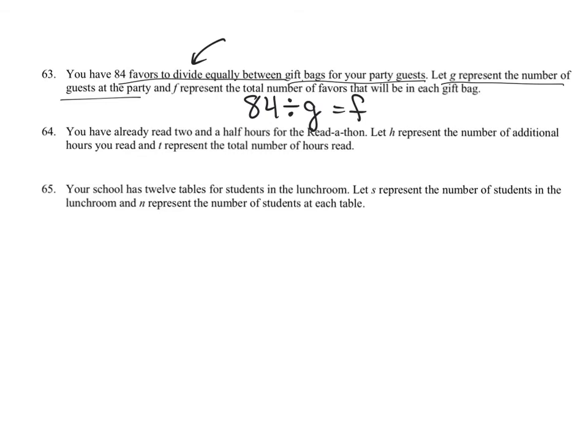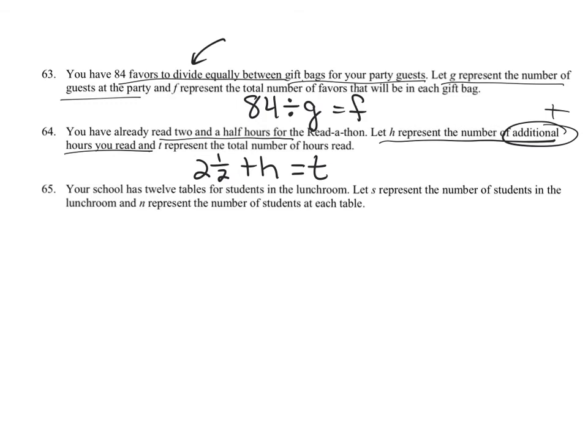Okay, for 64, you have already read 2.5 hours for the readathon. Let H represent the number of additional hours you read, and T represent the total number. So additional should tell you to add. You've read 2.5, plus you're going to read some more, equals T, your total amount.